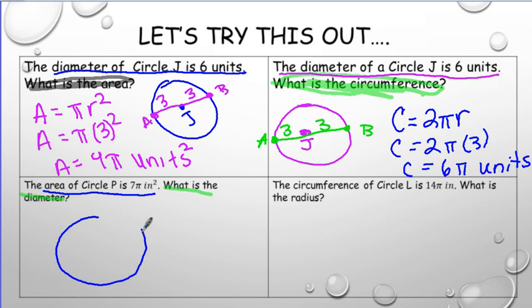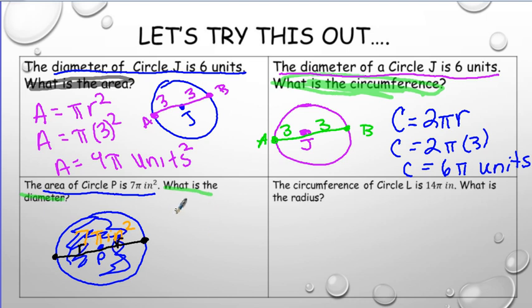So now I got circle P, and it told me the inside in here, the space that is taken up is 7 pi inches squared. Okay, got that part taken care of. And it's asking me to find the diameter. So it's asking me to find this line that goes through here. And I know that it's made up of 2 radii.